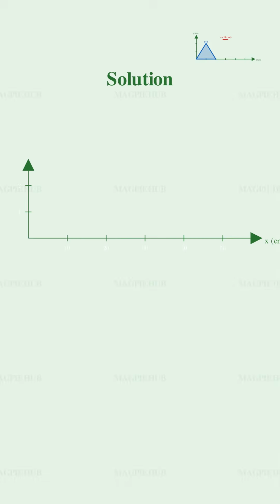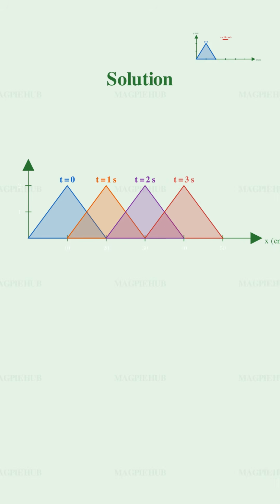Now let us see the solution visually. At t equals 0, the pulse peak is at x equals 10 centimeters. At t equals 1 second, the peak shifts to x equals 20 centimeters. At t equals 2 seconds, the peak is at x equals 30 centimeters. And at t equals 3 seconds, the peak reaches x equals 40 centimeters. Notice how the triangular shape remains exactly the same, only the position changes.